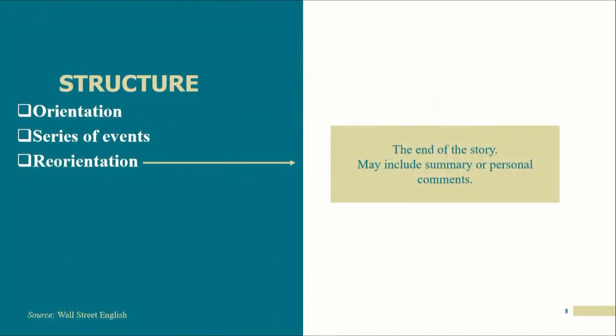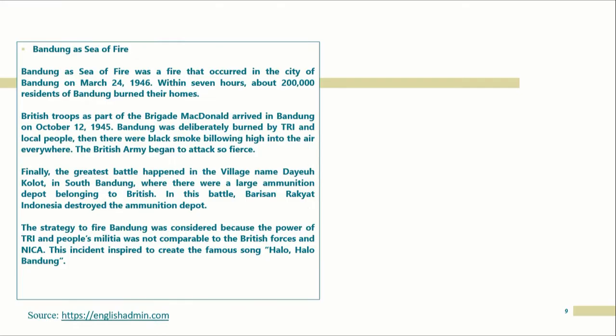Okay, last but not least, it is reorientation, or we can say conclusion. So, it is the end of the story, usually including a summary or personal comment about the event or what happened in the end. We can see here, reorientation is in the last paragraph. It summarizes the whole text.